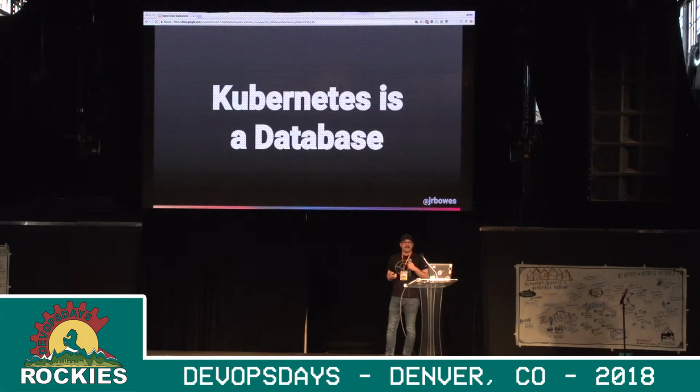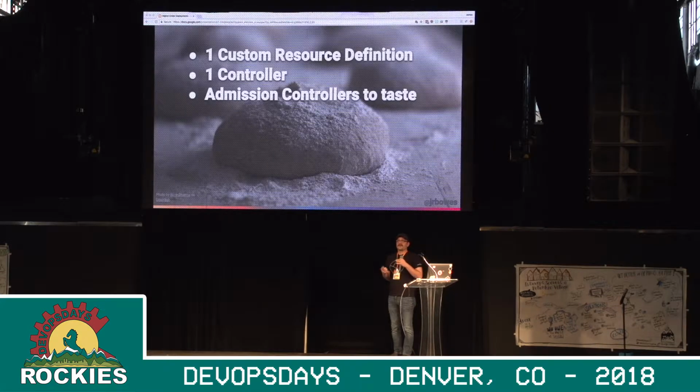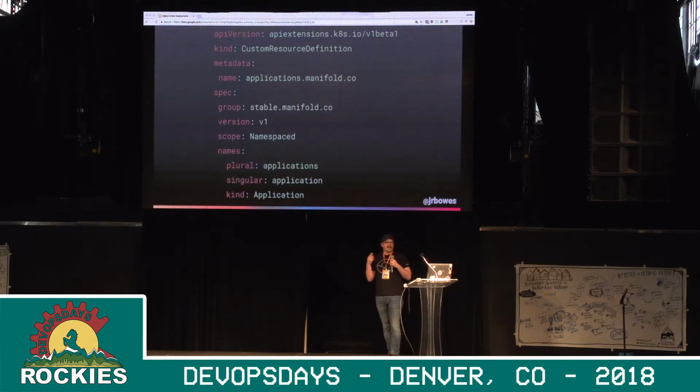So from there, we can look at, well, what's the recipe for doing this ourselves? And this is the path that we went down, right? You need a custom resource definition, you need a controller, and then optionally you can have these admission controllers. This is sort of enough to be able to define your own resources and fit them to your need. So, a bunch of YAML. This is a custom resource definition.